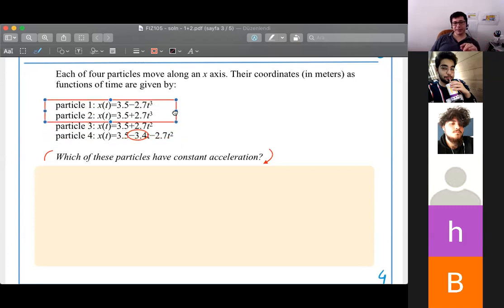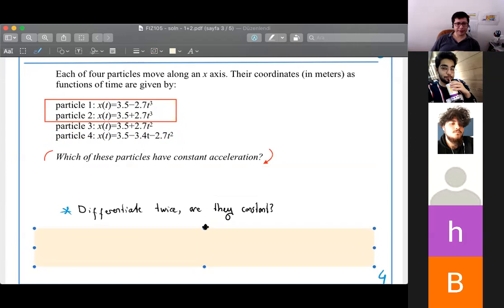Now, how about these guys? What do you think about them? Is this motion with constant acceleration? They are not. Now I'll show you why. I won't show you why. Just differentiate them twice, okay?